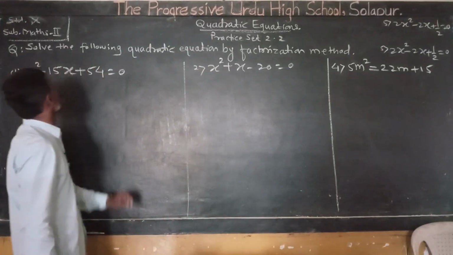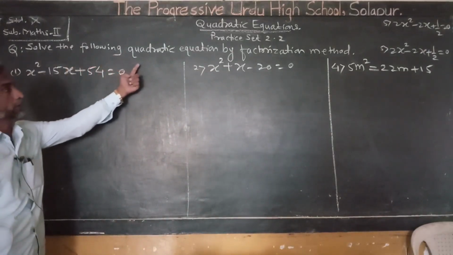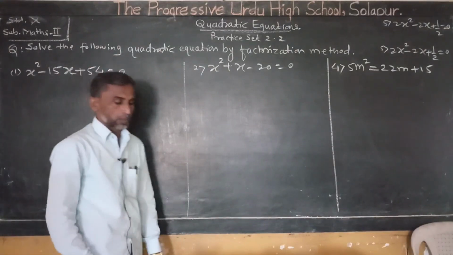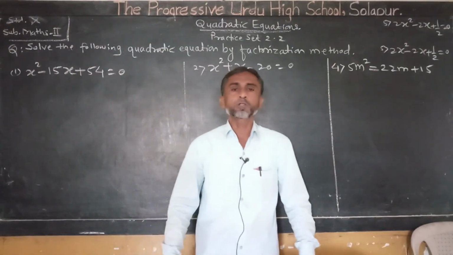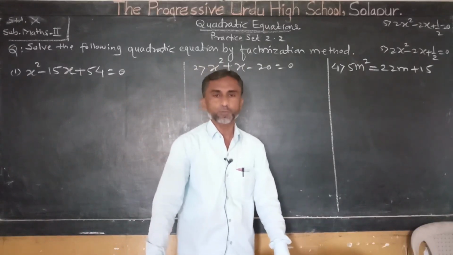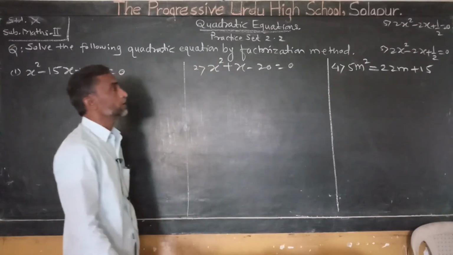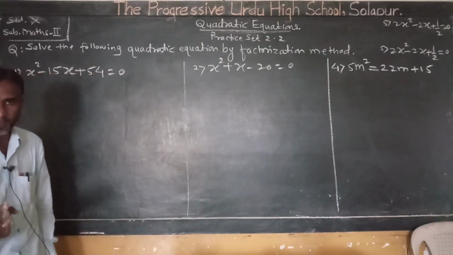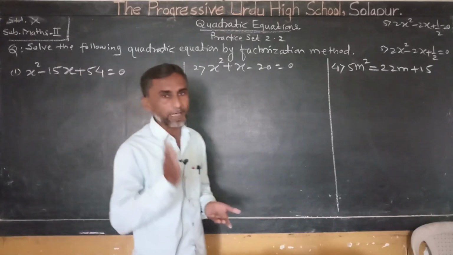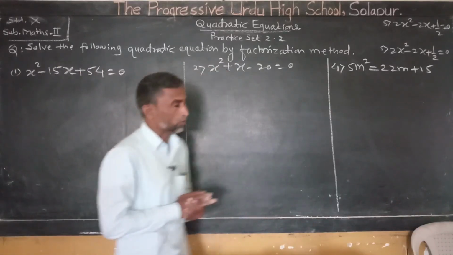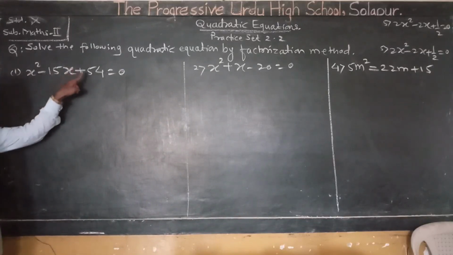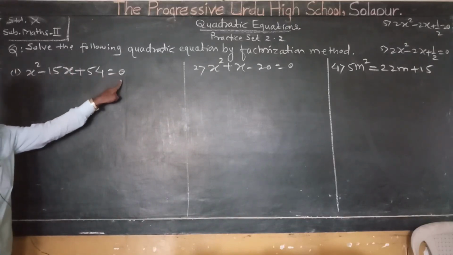Question number 1. Solve the following quadratic equation by factorization method. When you are going to solve quadratic equations by factorization method, first you should see whether the given equation is in standard form or not. If it is not in the standard form, you should first write it in standard form. Now, the first one, x square minus 15x plus 54 is equal to 0.